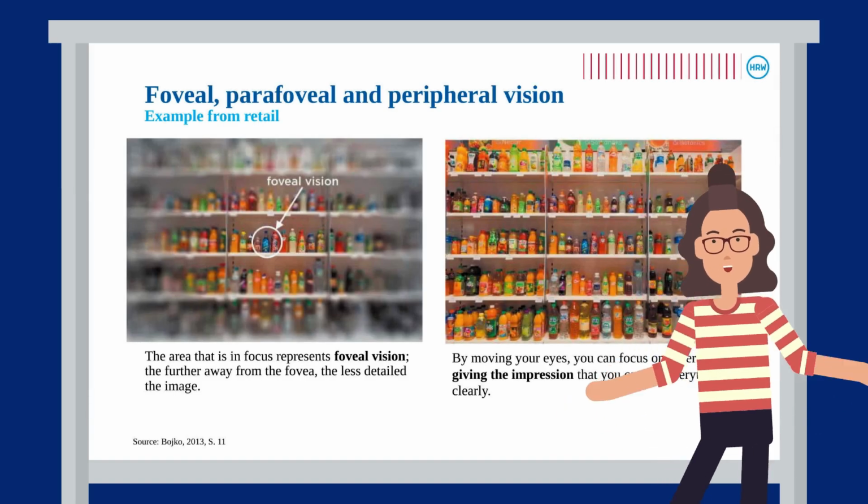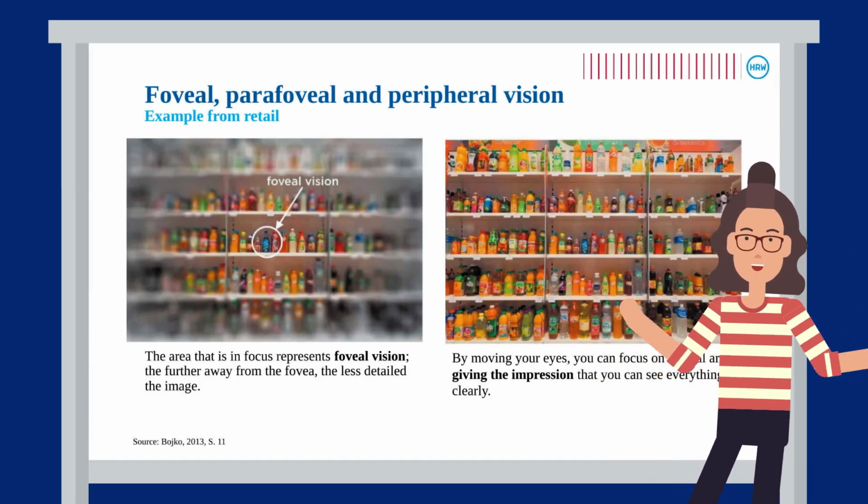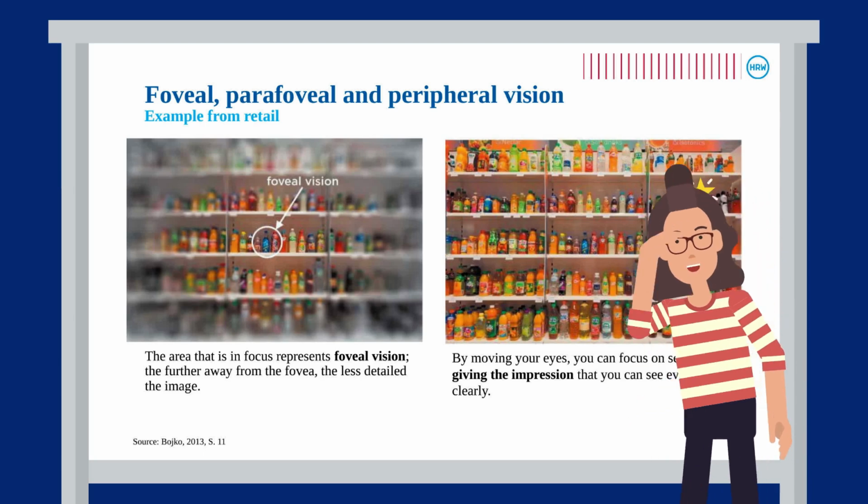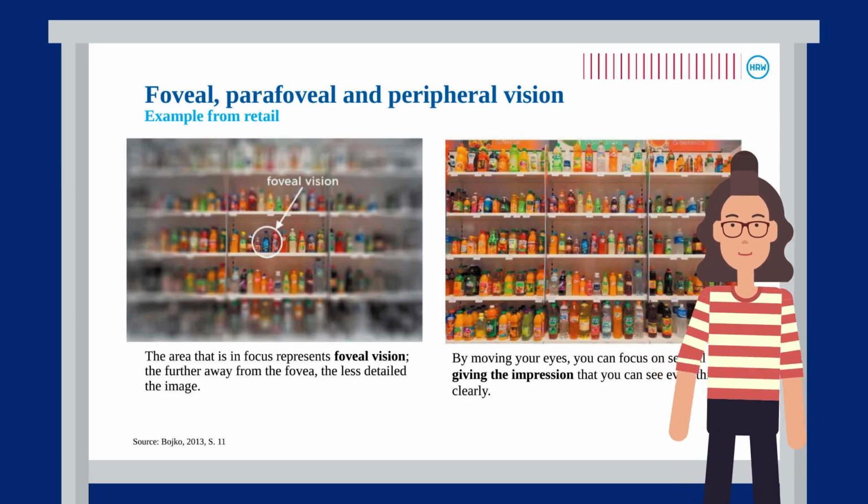So the further away you go from your foveal vision, the less clear it gets. By moving your eyes, you scan multiple areas, creating the impression of seeing everything clearly. This plays a key role in how we view and interact with it.